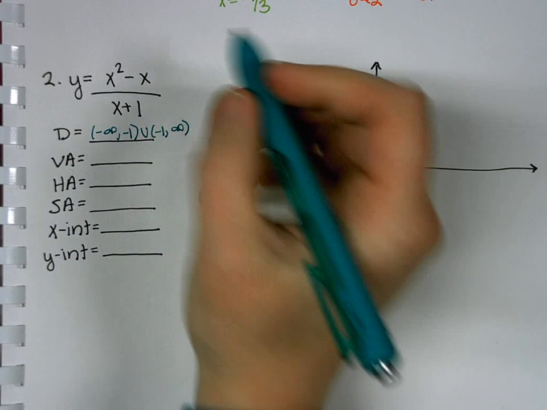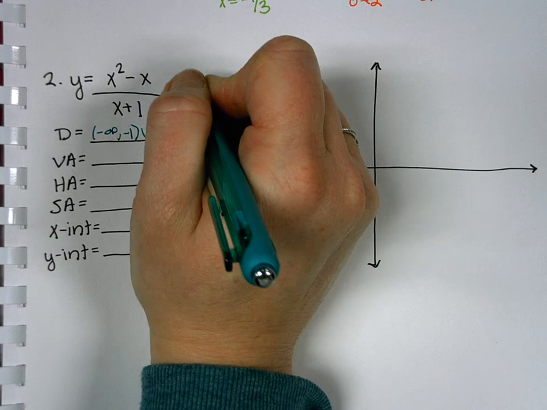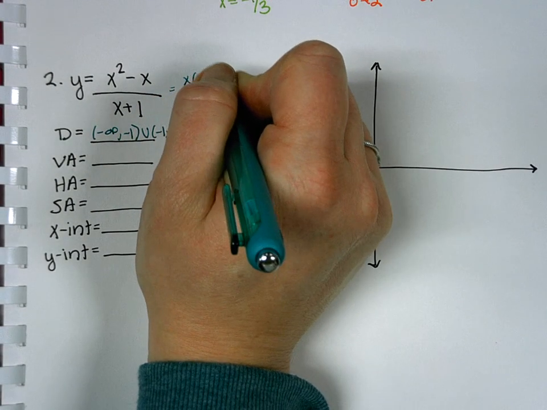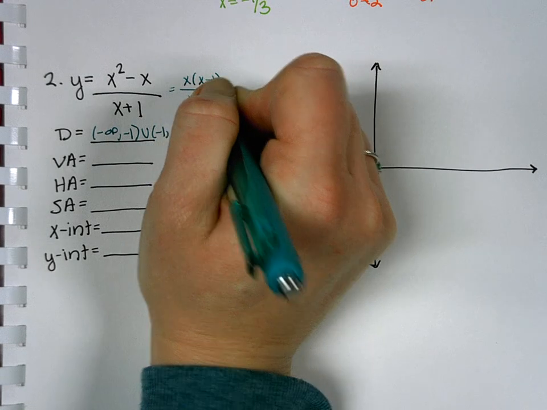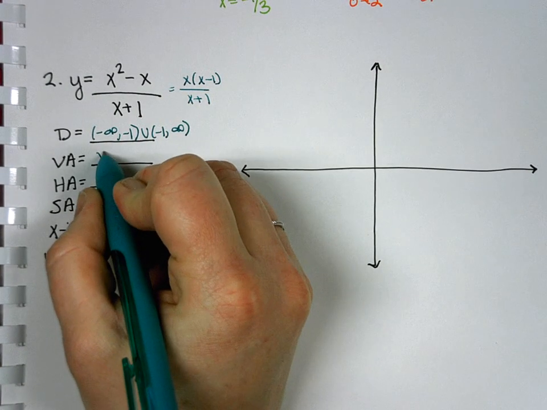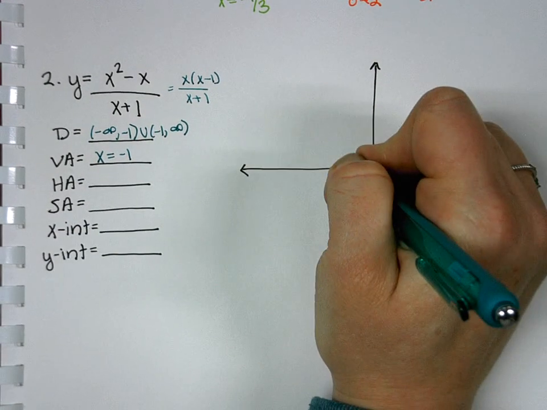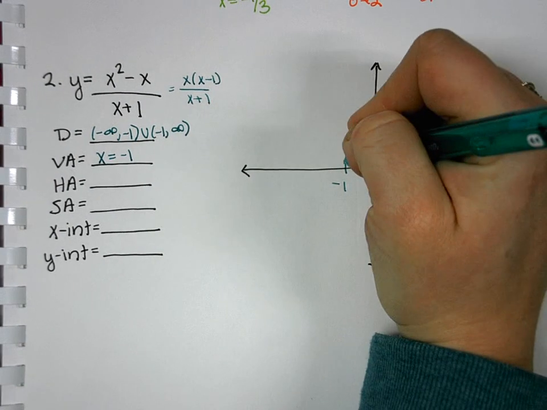For our vertical asymptotes, if I try simplifying the top, nothing will cancel, so I still have my vertical asymptote at x equals -1. I'm going to go ahead and sketch that since I have it.